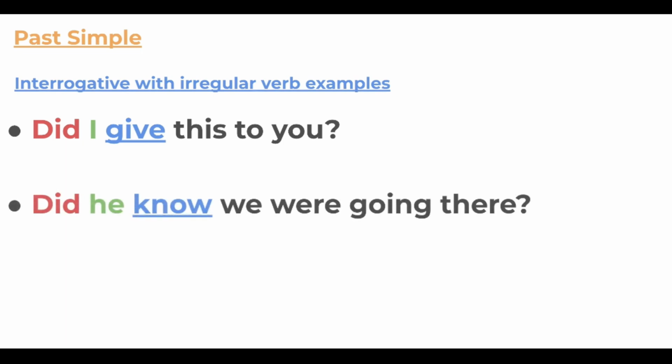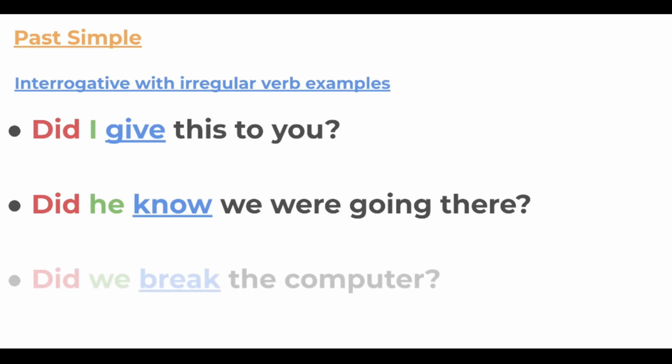Did he know we were going there? No, knew, but we use know in this situation. And the last one, did we break the computer? Break, broke. So those are just a few more irregular verbs to be aware of there. All right, so that was our past simple. I hope that is clear.